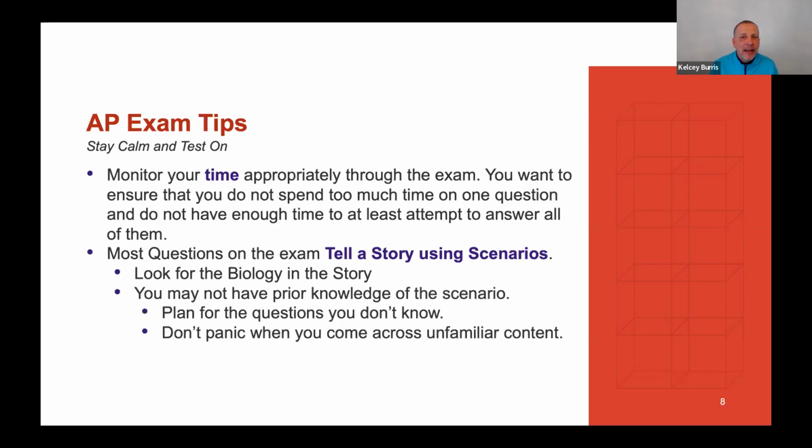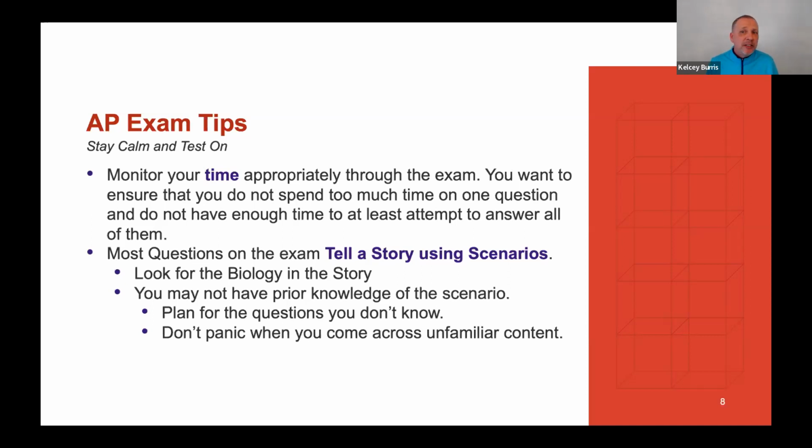And the thing about it is that you might not have any prior knowledge of the scenario, which is really, really important because the biology is inside there. You're just reading something you might not have seen before. You might be looking at an experiment that you've never seen. And it's important to focus and find the biology in that story. And don't panic when you come across unfamiliar content.